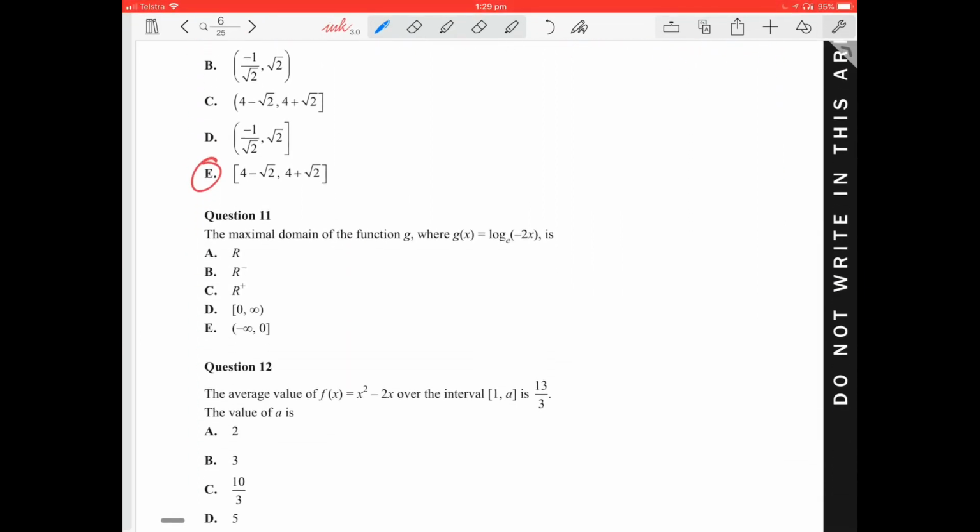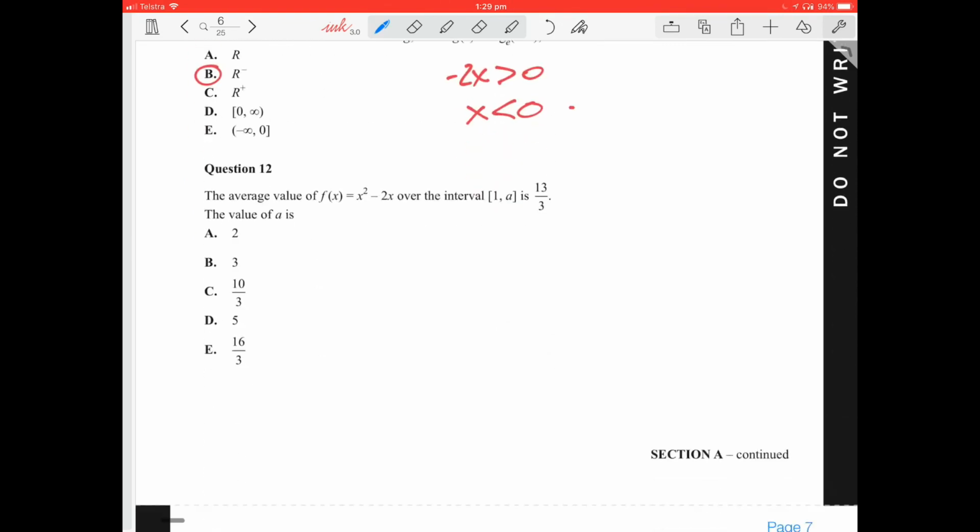So that's right. For the maximal domain of the function, we know that negative 2x has to be greater than 0. So we know that x has to be less than 0. It can't be equal to 0, so it's all real negative numbers. Nice easy one. The average value from 1 to a is 3 on 13.